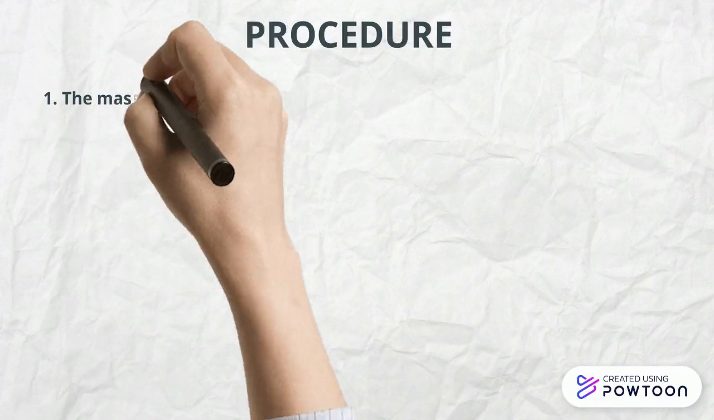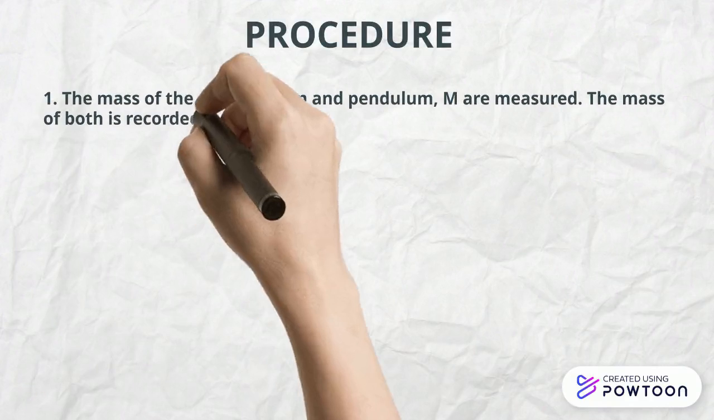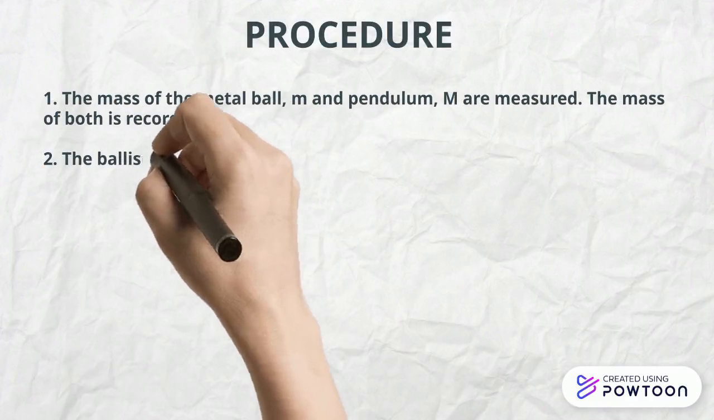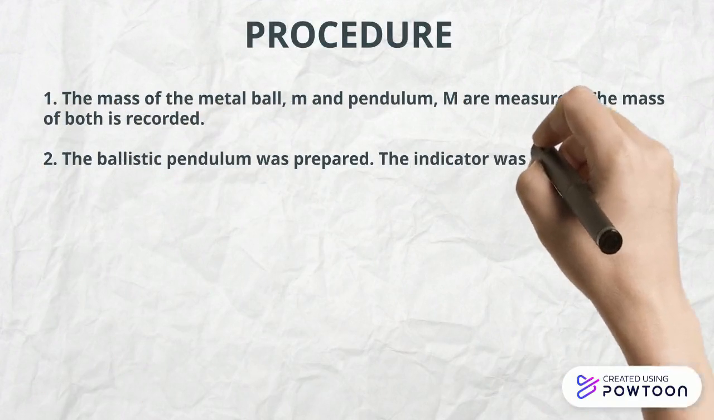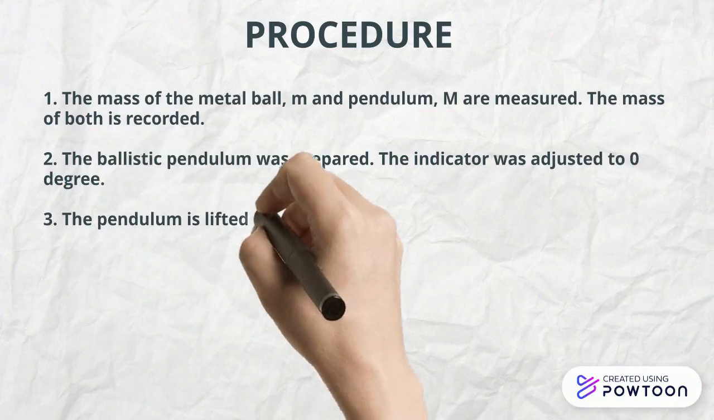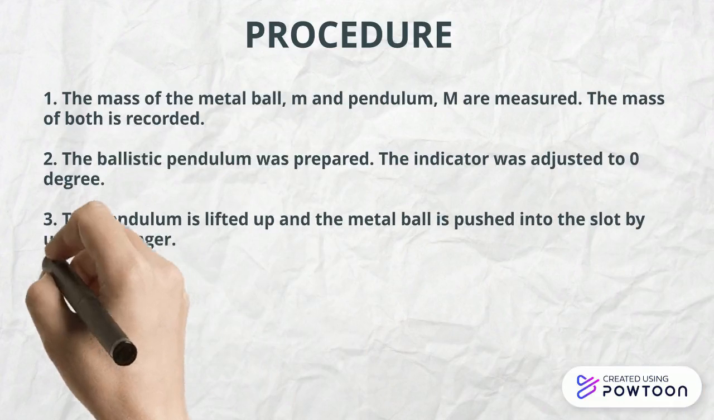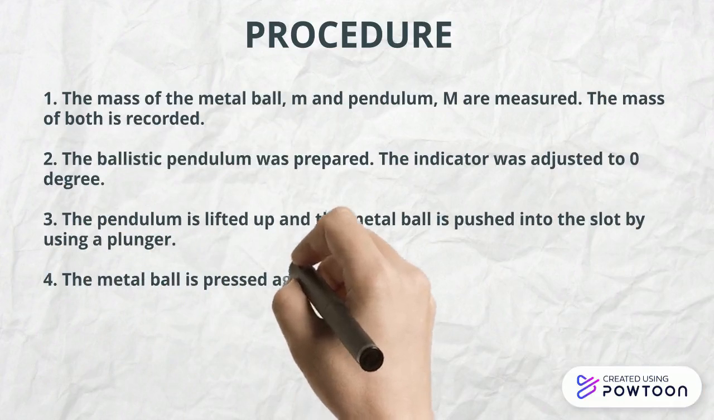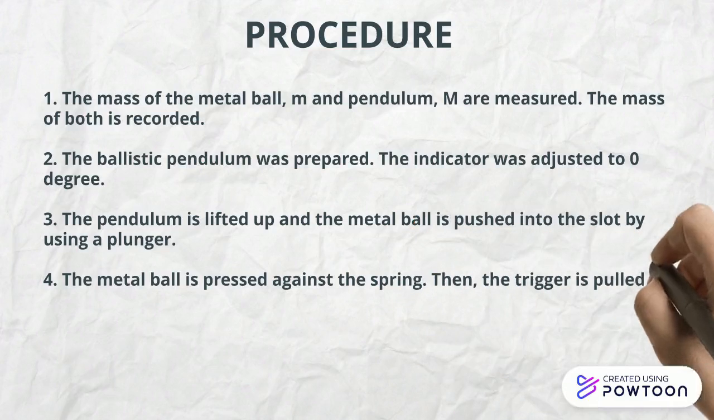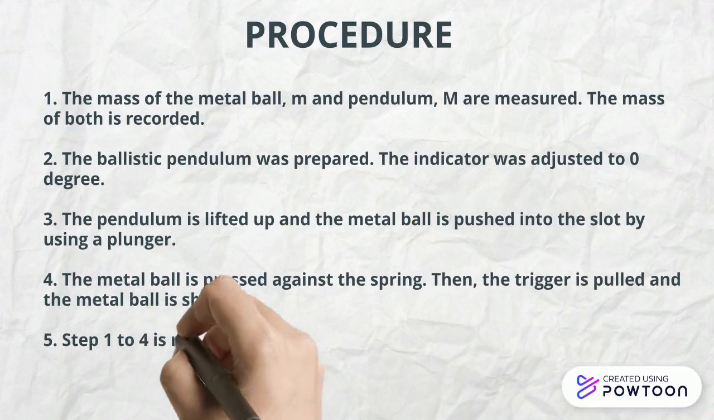For the procedure, the mass of the metal ball, m, and pendulum, M, are measured. The mass of both is recorded. Then, we prepared the ballistic pendulum and the indicator was adjusted to 0 degrees. Next, the pendulum is lifted up and the metal ball is pushed into the slot by using a plunger. The next step is, the metal ball is pressed against the spring. Then, the trigger is pulled and the metal ball is shot out.